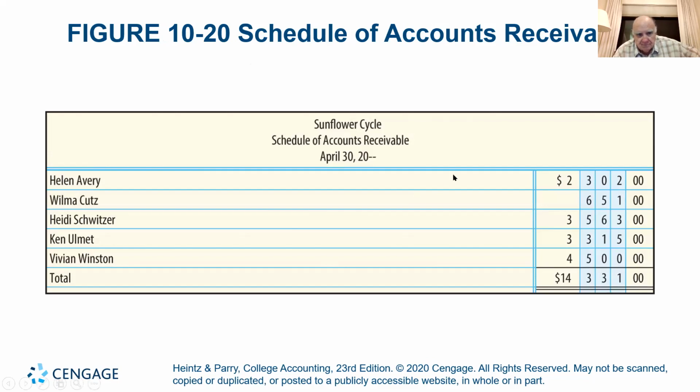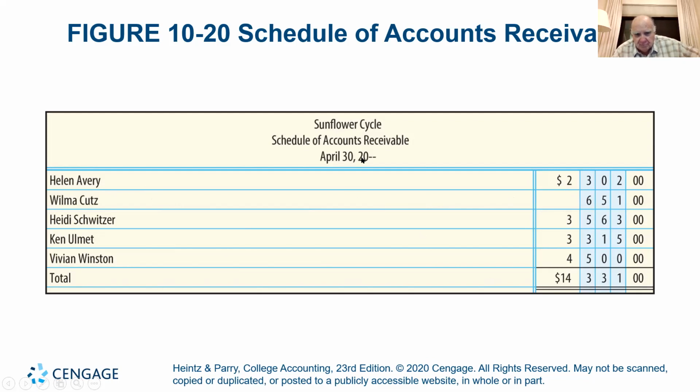So here we go. As of the 30th, Helen Avery, and they're doing them in order by first name. I don't think I've ever seen that before. But okay, they're doing it in order. Oh no, they're doing it alphabetically by last name. I'm sorry. Avery, Kutz, Spritzer. Here we go. Avery owes us $2,302, $651. These add up to $14,331.